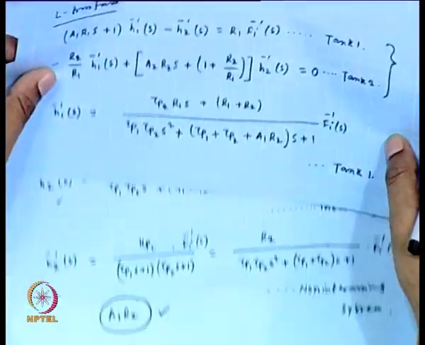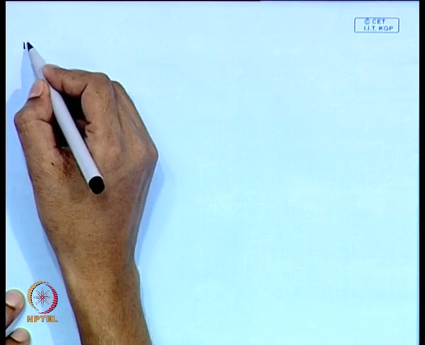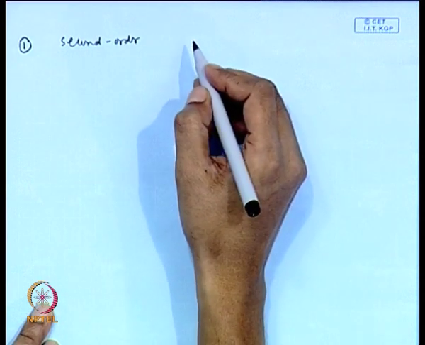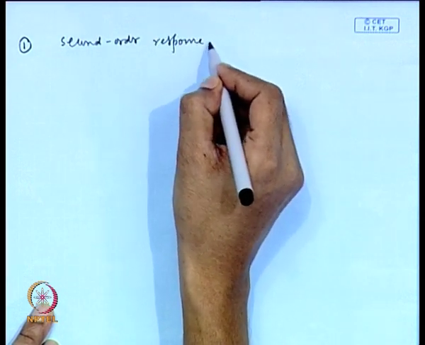Now, we will conclude based on this discussion for the case of the interacting system. What is the first conclusion? First conclusion is that the overall response is second order response. This is the first conclusion. By connecting two first order liquid tanks in series, we obtain the overall response as second order response. So, the overall response is second order response.